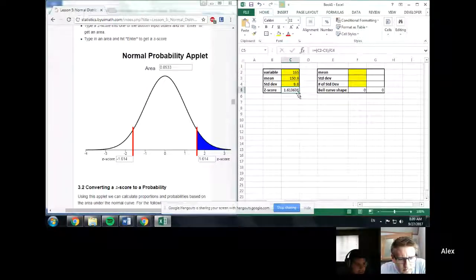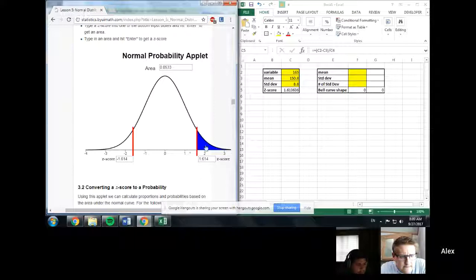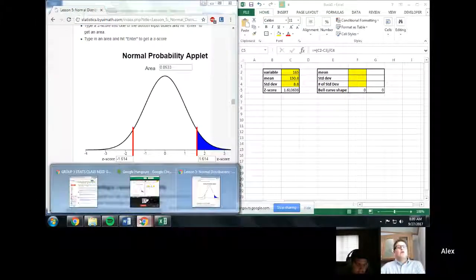Yeah, so I'll show you this again. It's the same. You just take the 165 minus 150.8, then divide it by 8.8. Right? Yep. And then your z-score will come up to be 1.613, whatever. And then you plug it in, and it's the right side, so it's 0.0533. Okay, I'm getting all this wrong. I got 10.6% probability.